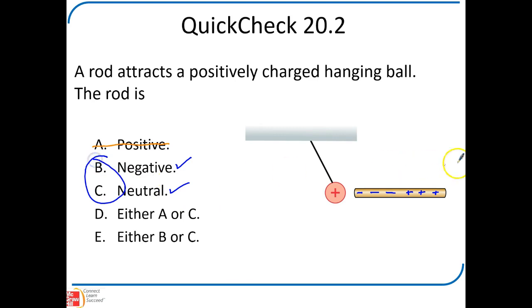So because both B and C are the answers, you're going to have to pick either B or C. It can't be both. It's either going to be neutral or negative, but those are two very valid answers for this question.